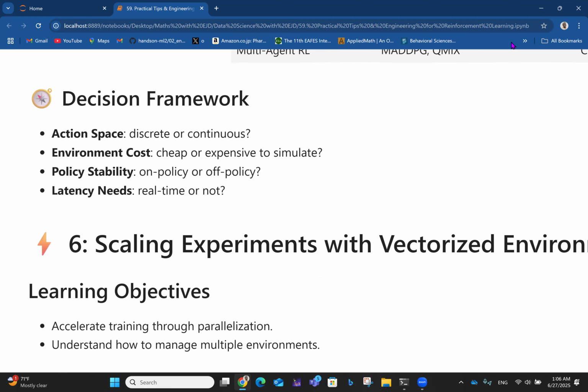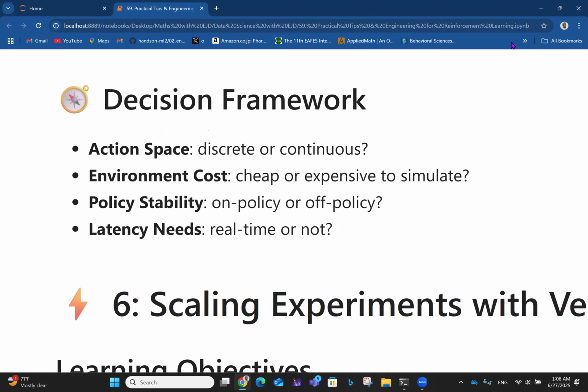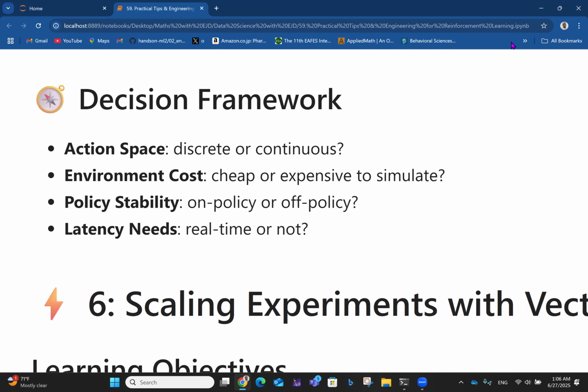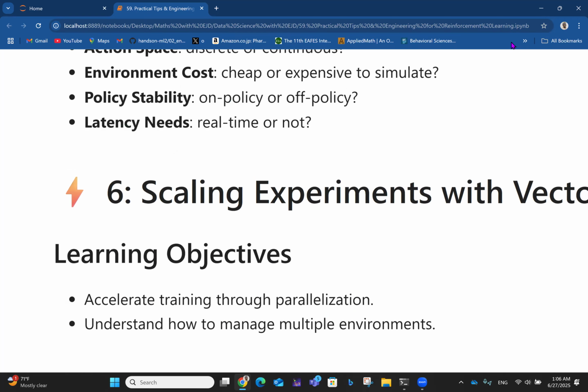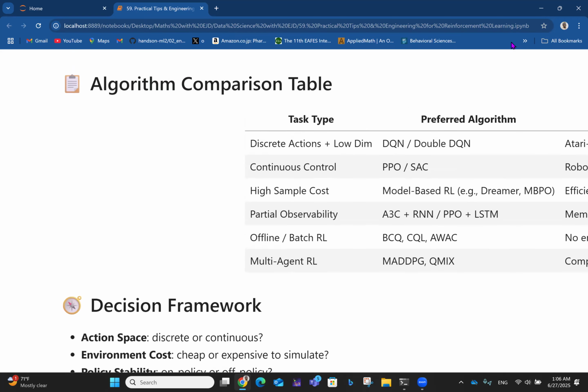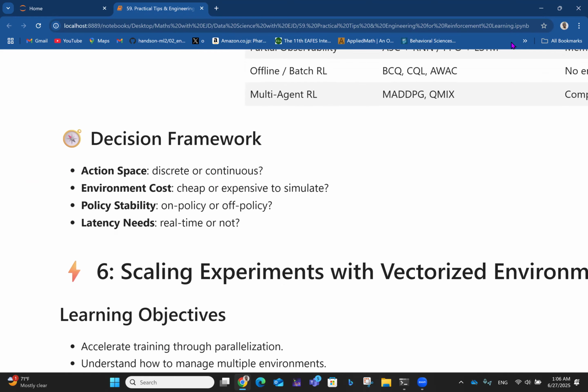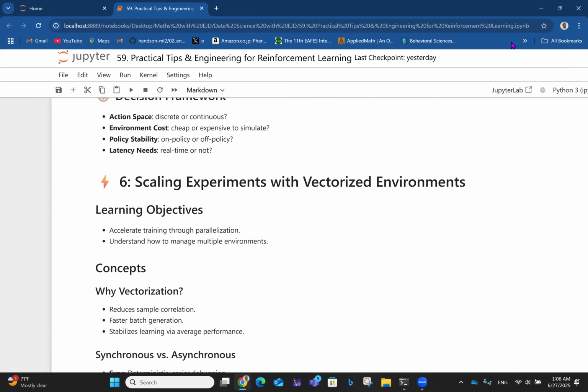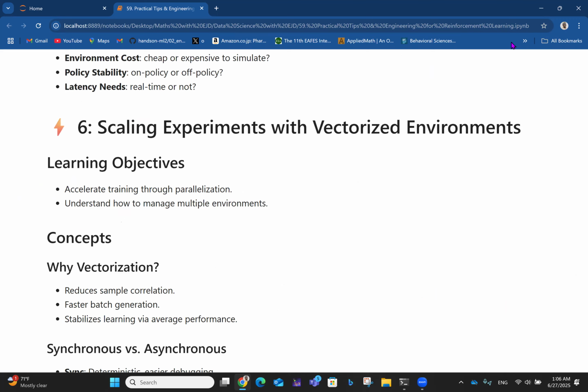So the decision framework now, you have the action space, which is discrete or continuous, environment, which can be discrete or continuous, right? Then you have environment cost, which is cheap or expensive to simulate. Policy stability, is it on-policy or off-policy, like we've seen before? Latency needs, is it real time or not? Okay. Of course, you remember that batch reinforcement learning is not real time. It uses available data to make decisions, right?